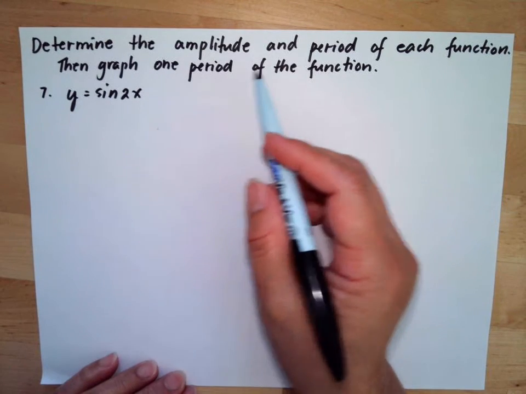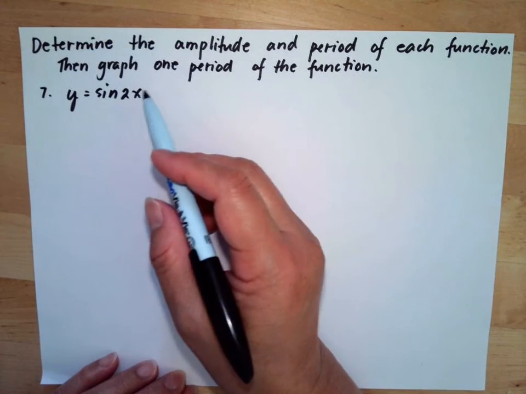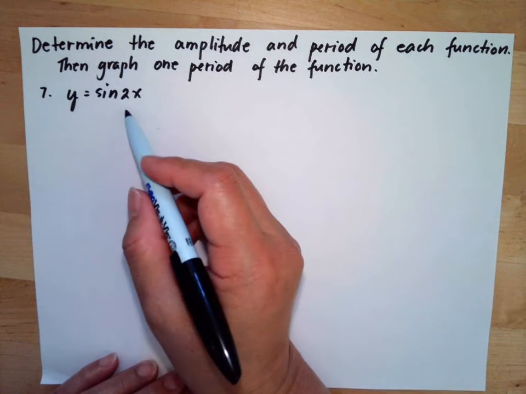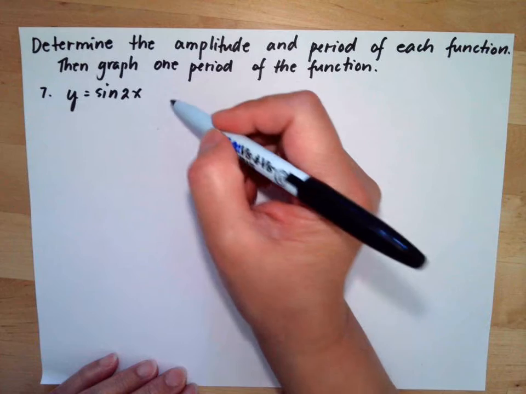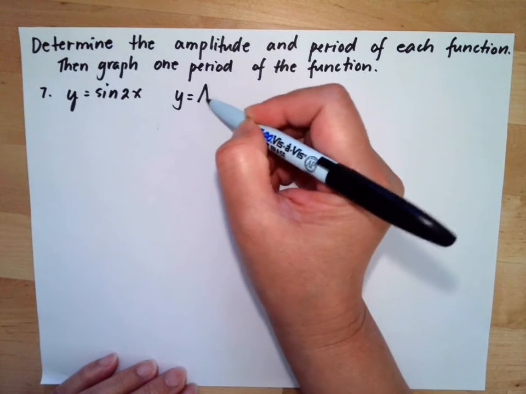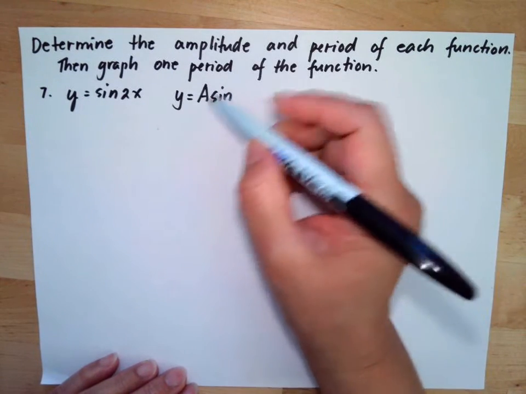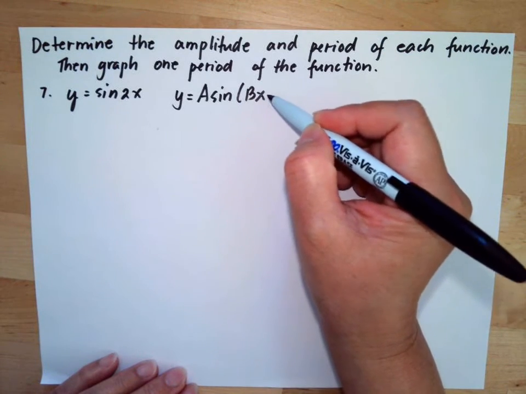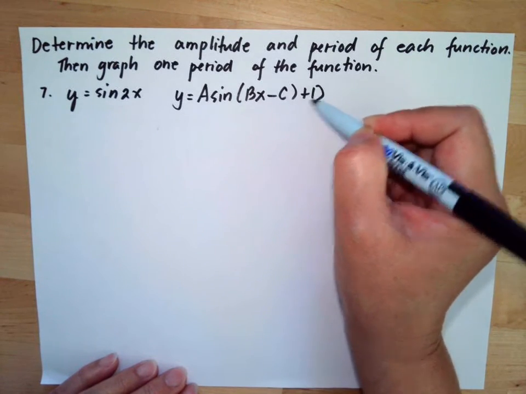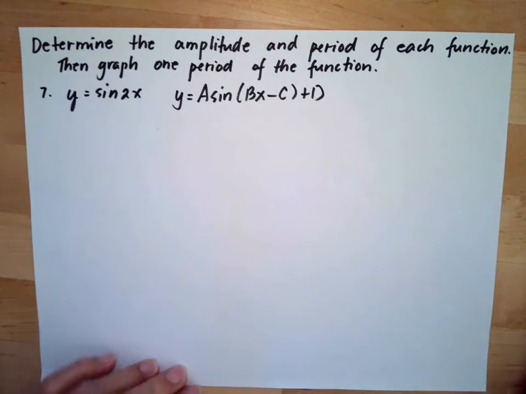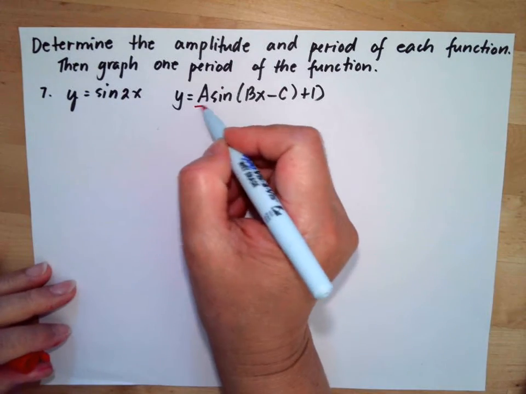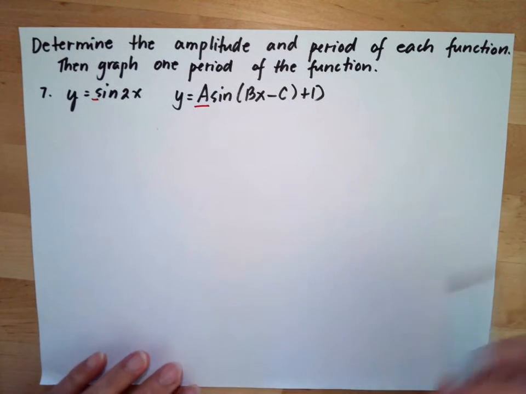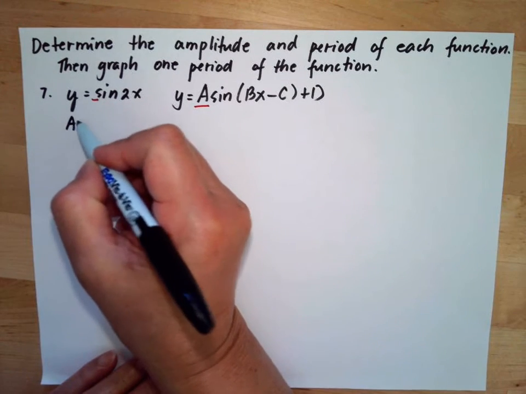Determine the amplitude and period of each function, then graph one period of the function. So we have y is equal to sine 2x. Then compare this to your standard equation of the sine function, which is a sine parenthesis bx minus c plus d. So as we can see here, our a is the coefficient of sine, and if there's no number, that will be equal to 1.